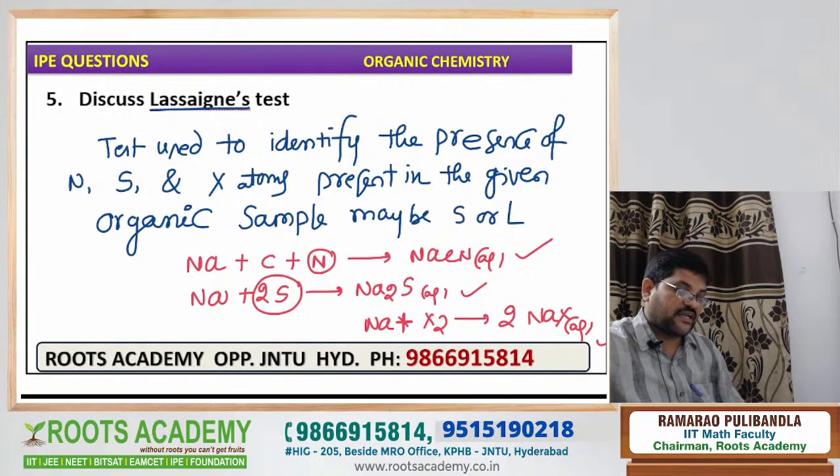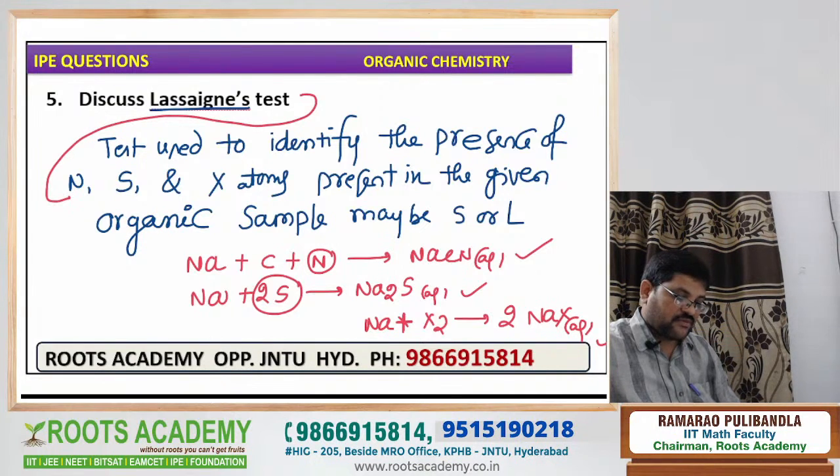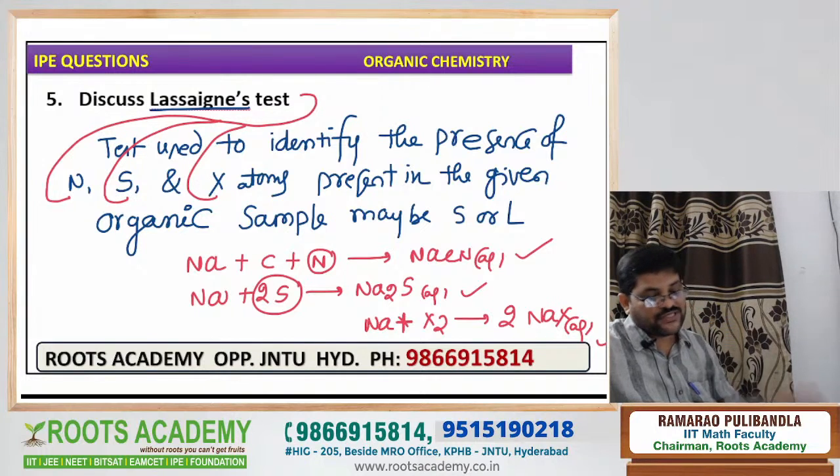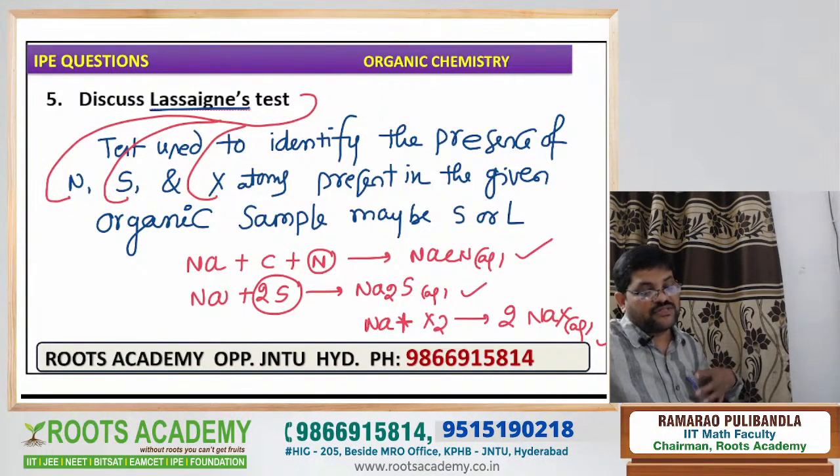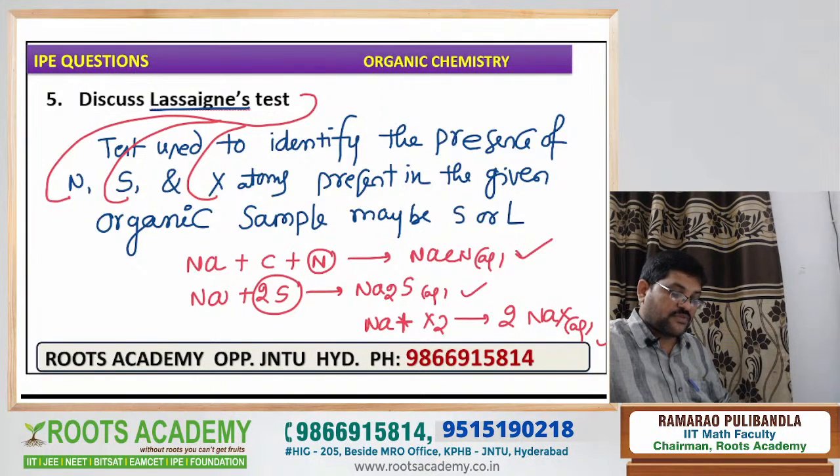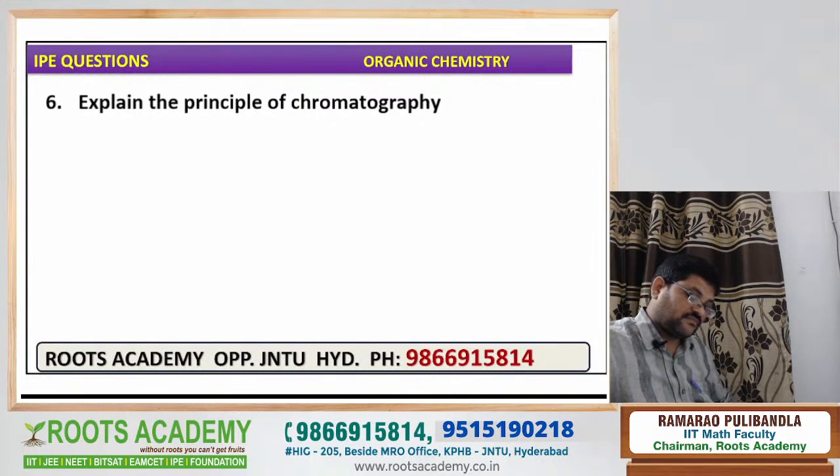Repeat the statement once again. The Lassaigne test is used to identify the nitrogen, sulfur and halogen atoms present in the given organic sample, solid or liquid. If nitrogen is there, it is available as sodium cyanide solution. Sulfur is available as sodium sulfide solution. Halogen is available as sodium halide solution.